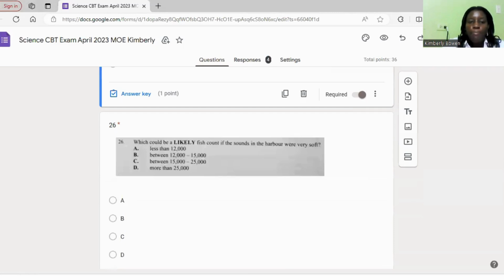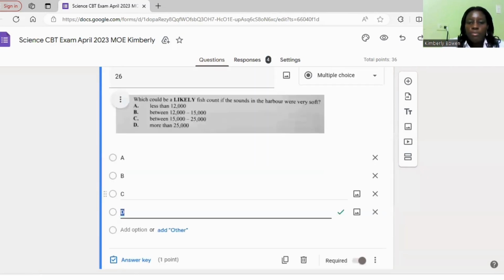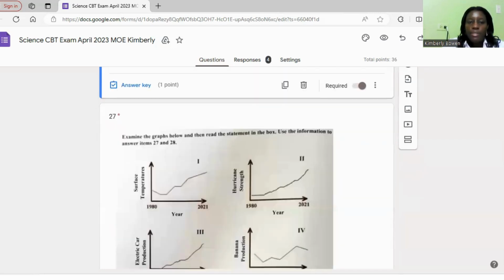Which could likely be a fish count if the sound in the harbor were very soft? It would be more than 25,000 because we saw when it was soft, it was 25,000. So it would be more than 25,000 if the sounds were very soft. So the correct answer is... let's move on to item 27.